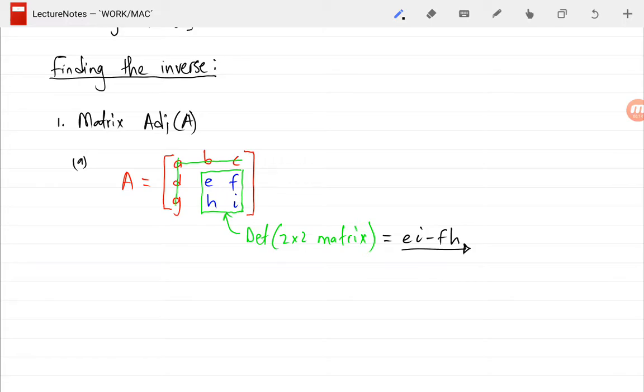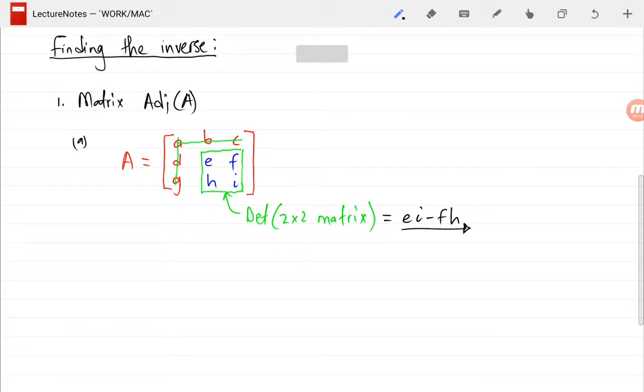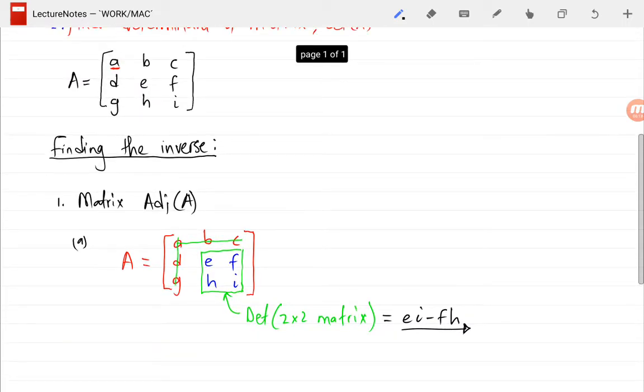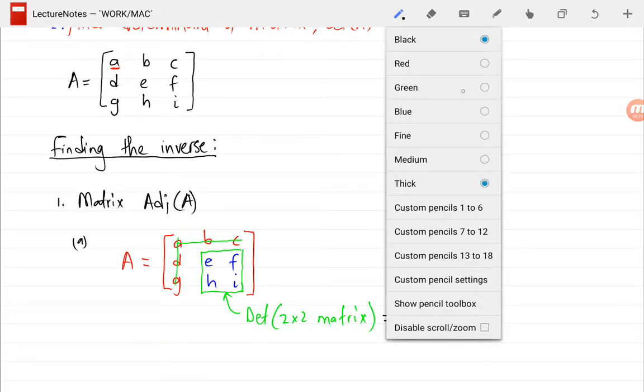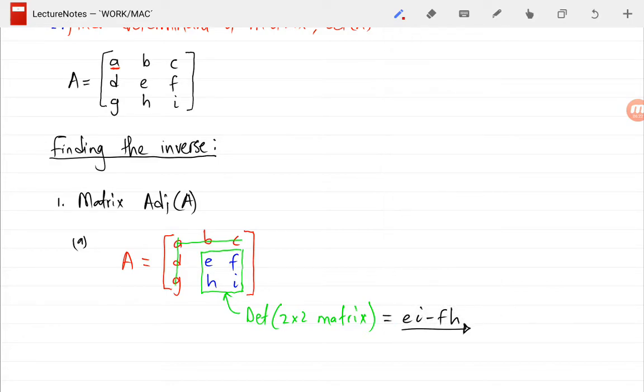Okay, so if we want to find the cofactor, let's say this is, we can say this is the minor. It's not really the cofactor yet. This is the minor of our matrix member A. In a way, it's the determinant there.